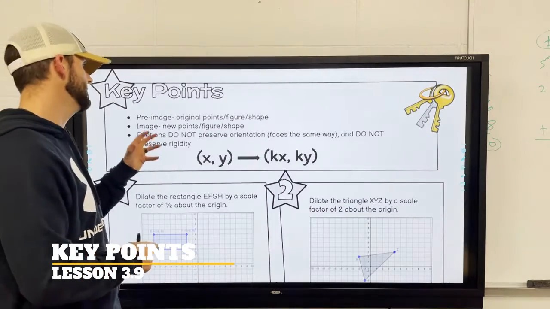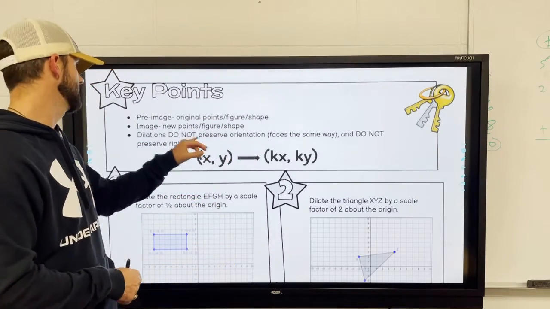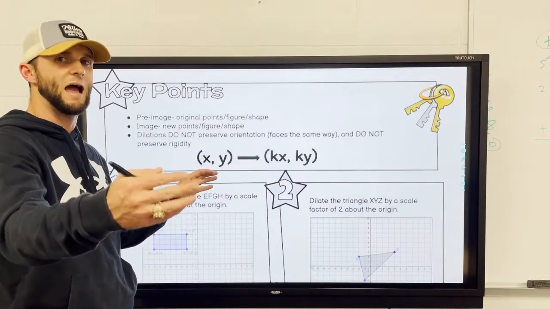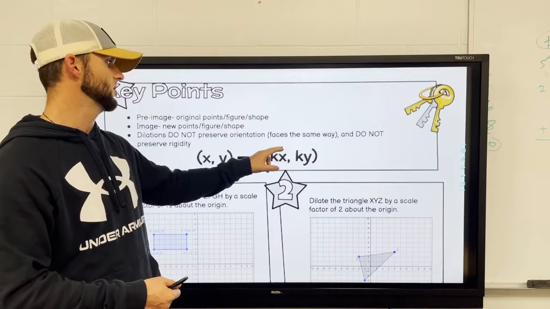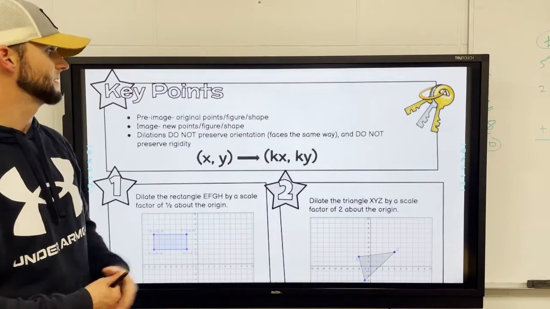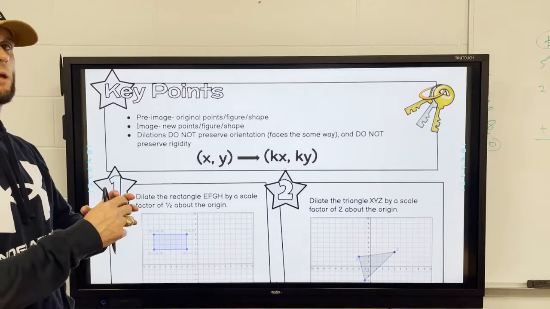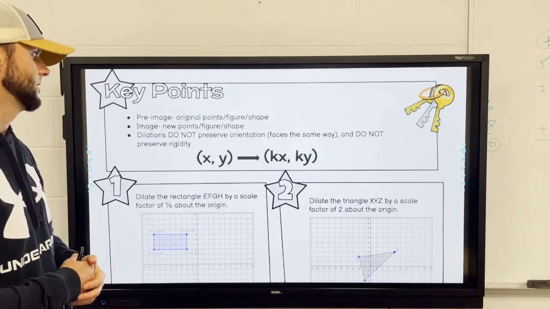Remember, pre-image is always the before, the original figure or shape, and the image is the after. So pre-image is before, image is after. Dilations do not preserve orientation, meaning faces the same way, and they do not preserve rigidity, meaning it's not going to be the same shape after it ends up performing its dilation.